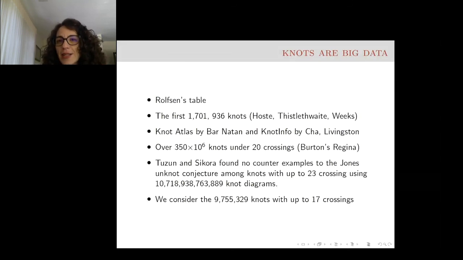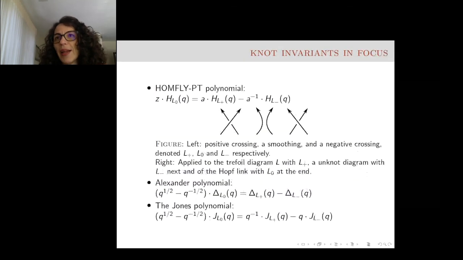In this work, we consider just under 10 million knots with up to 17 crossings. So that's our big data. And let me quickly put up the invariants that we're working with, the polynomial invariants. All I want to say, I hope that you guys are familiar with these. The HOMFLY-PT polynomial is the most general two-variable polynomial that can be defined using the skein relation.